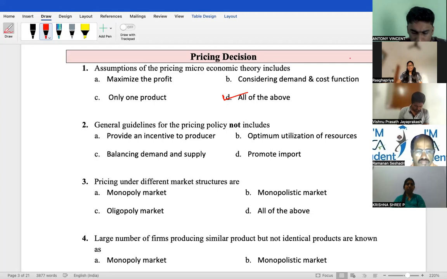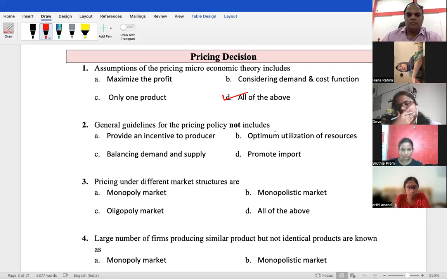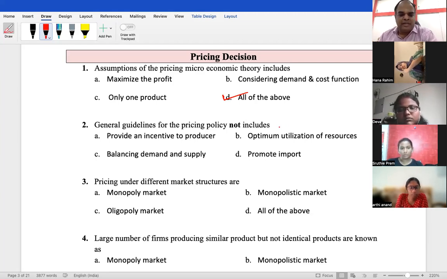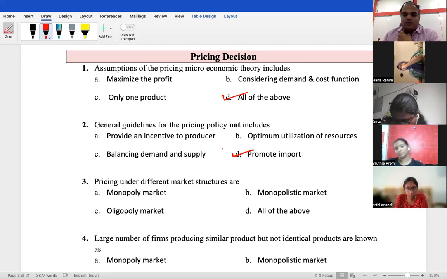General guidelines for the pricing policy do not include: provide an incentive to producer, optimum utilization of resources, balance demand and supply, promote import. So the answer is what? The guidelines do not include promote import. Promote import may not come under the guidelines. Right? Provide incentive to producer is correct. Optimal utilization of resources is correct. Balance demand and supply is correct. But promote import may not be correct. So they said not include. Underline not include. The guidelines for the price may not be for the purpose of import. Understood?